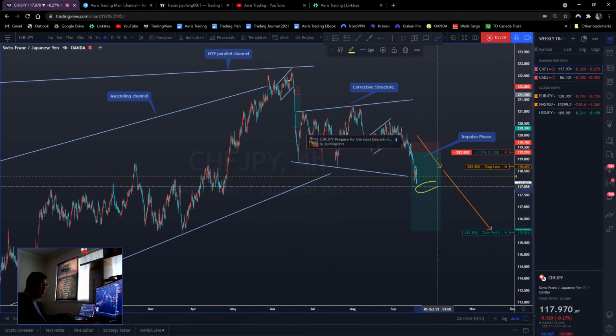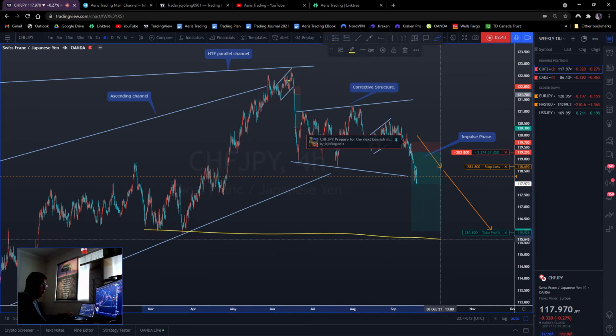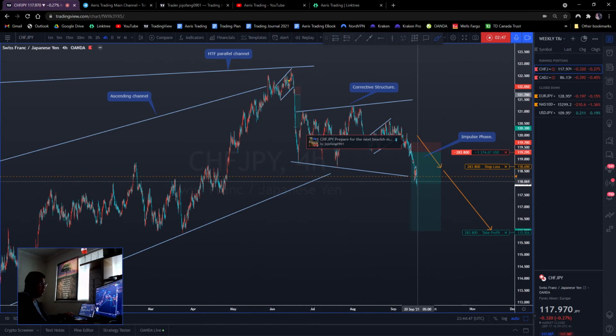If we do get some sort of corrective structure here, I might consider scaling an entry down to the previous low and then take it from there. So that's the first trade that's running right now. Swiss yen is running about 3 to 1 risk reward right now.